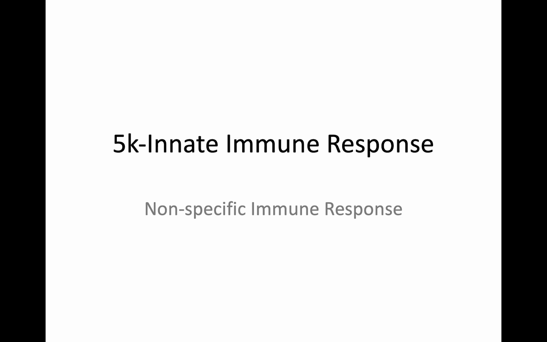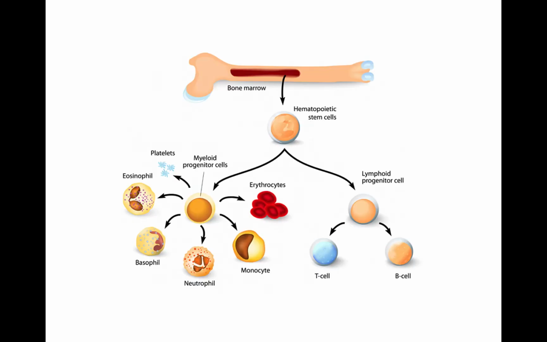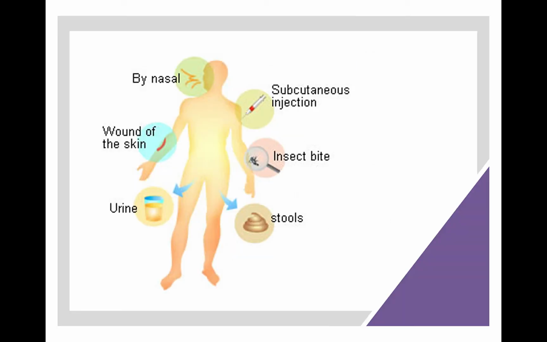The innate immune response, also known as a non-specific immune response. This response requires the use of our white blood cells, the neutrophils, basophils, and eosinophils, which are found suspended in your blood plasma. This response occurs if a pathogen were able to enter into the body, either through the mouth, nose, eye, or a break in the skin.